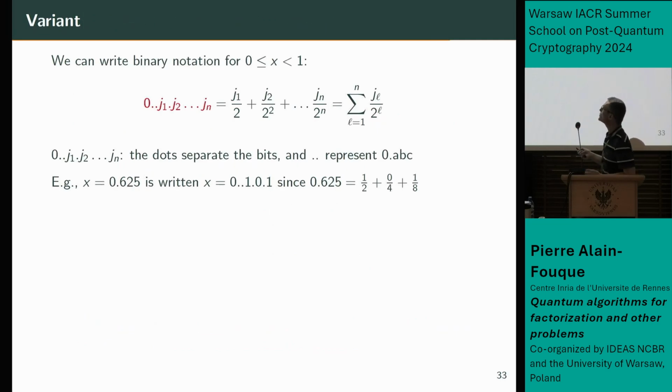There is also another way to write this, using a fraction decomposition. Now I put a point here to write some fractional number. If I put two different digits, this means that g1 over 2 plus g2 over 2 squared, and so on and so forth, so it will represent this value. This is just a working example. If I have this value, I can write this using binary, and it will represent 1 over 2 plus 0 over 4 plus 1 over 8.